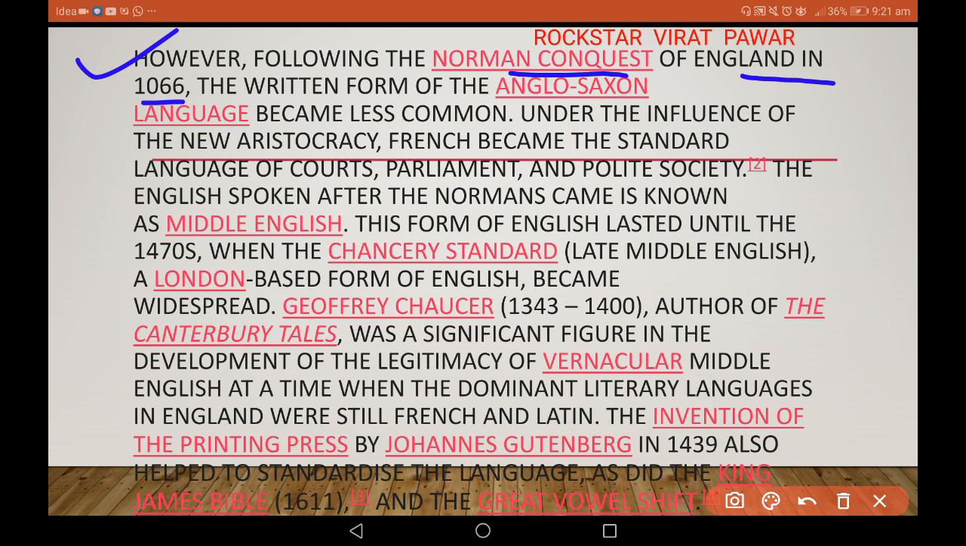The written form of Anglo-Saxon, we know, the Anglo-Saxon language became less common because of the new Norman conquest, under the influence of the new aristocracy.